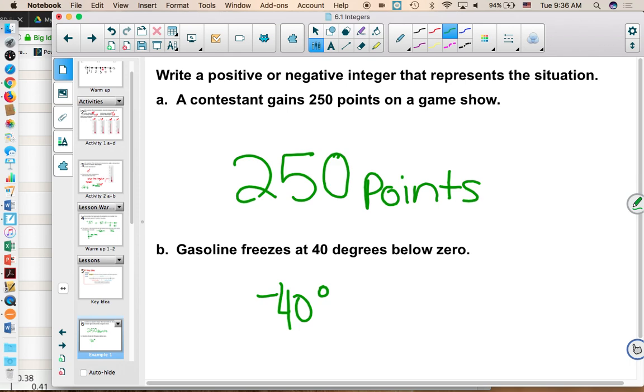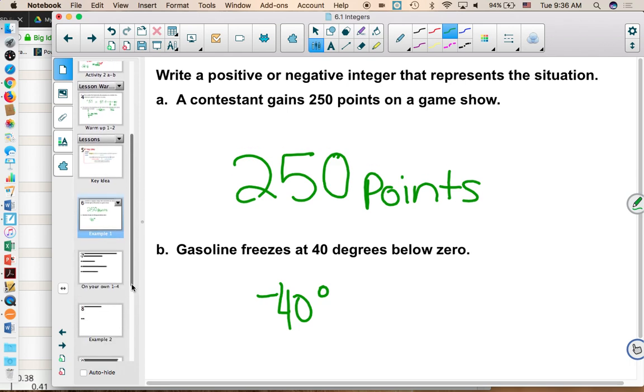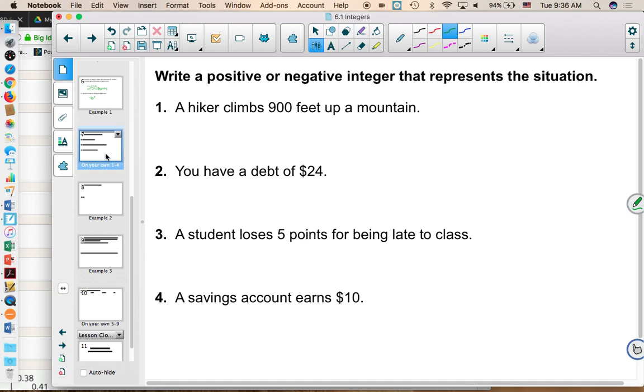Yeah, I need you to pick somebody, Josie. Jaden. Okay, guys, everybody should be doing the next one. A hiker climbs 900 feet up the mountain. Josie's gonna do one, and then she's gonna pick somebody to do the next one. Okay, pick somebody else, ma'am.